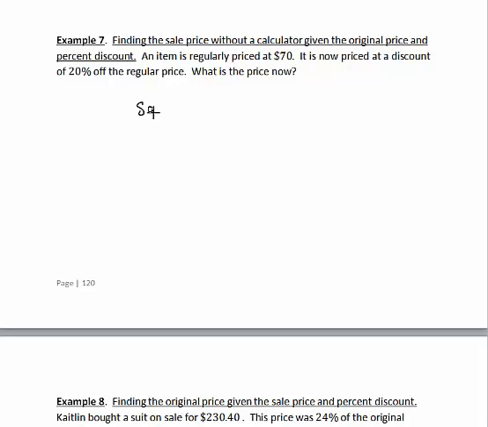We have sale price equals original price times percent paid. Okay, the percentage to be paid, I'm sort of shortening this up a little bit.